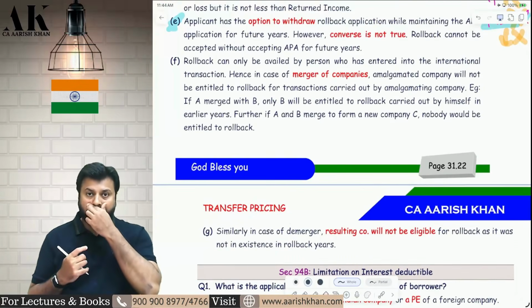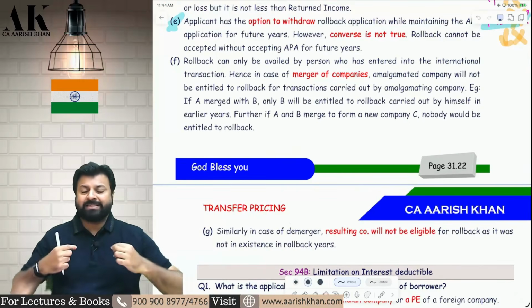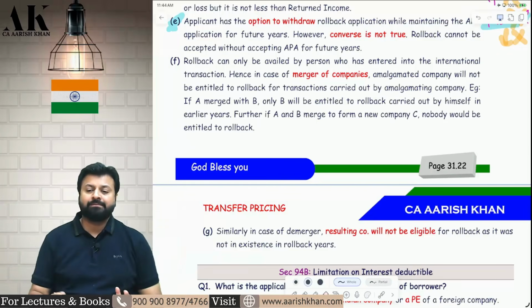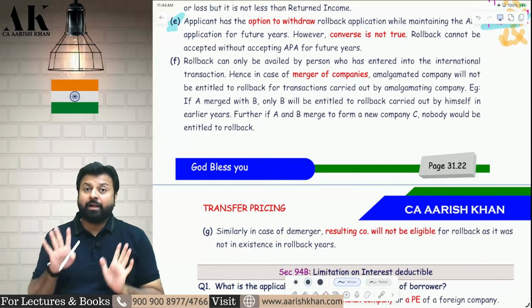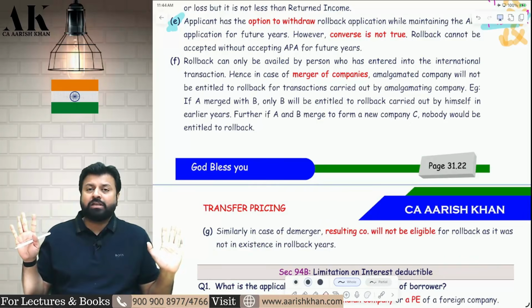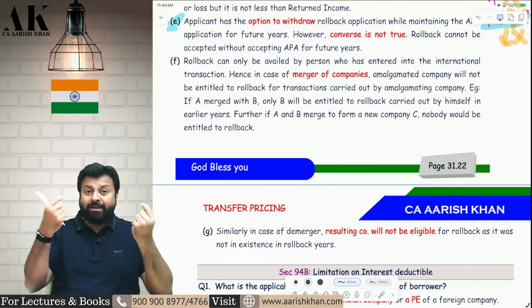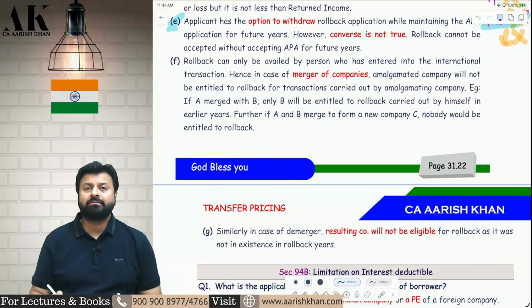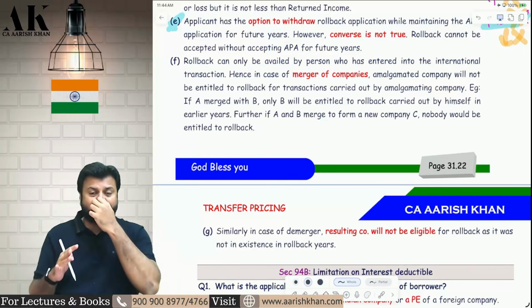Very important. Try to understand this example. There is A limited, there is B limited, there is C limited. Now A limited is acquiring B and C, and A limited is A limited only. The A limited entity is not changing. So A limited is acquiring B limited and C limited. B limited, C limited dissolved. A limited is A limited. B and C are now part of A limited.